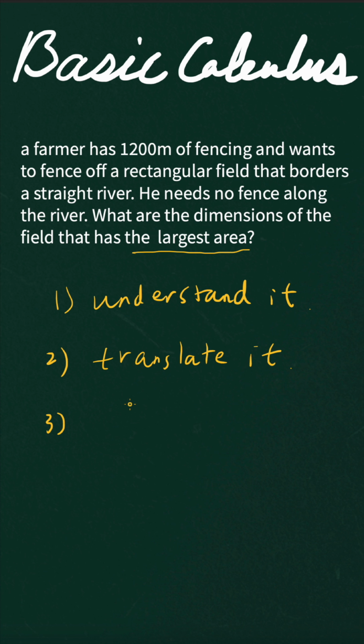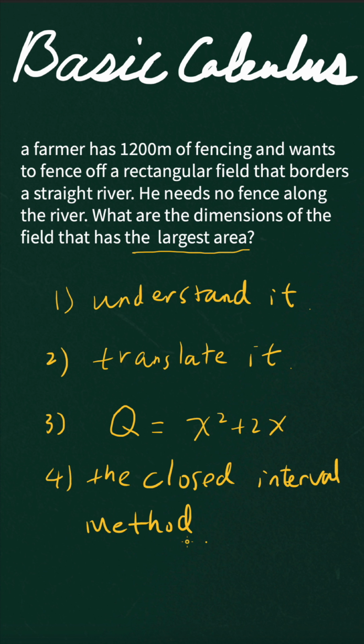The third step is to build a function about the quantity that you need to optimize, for example, x squared plus 2x or something like that. And then use the method that we learned before, the closed interval method, to find the maximum and minimum value of the function. All right, so now we're going to follow these steps to solve this problem.